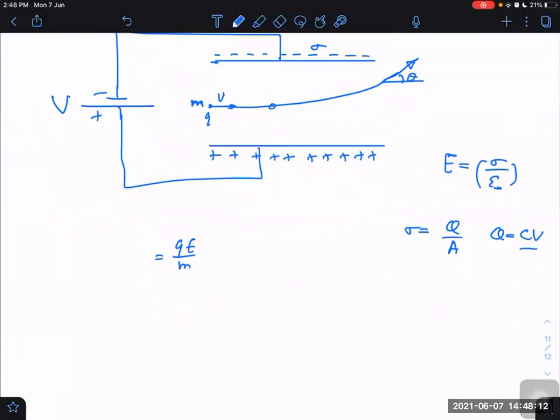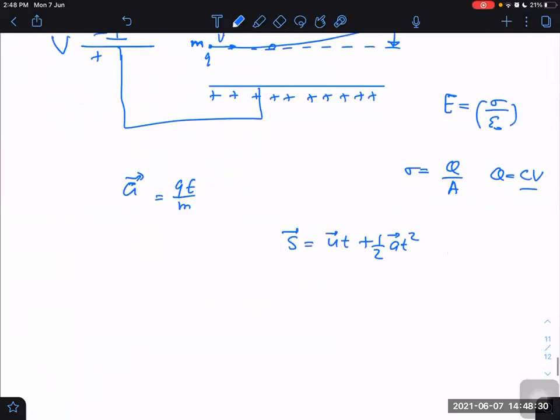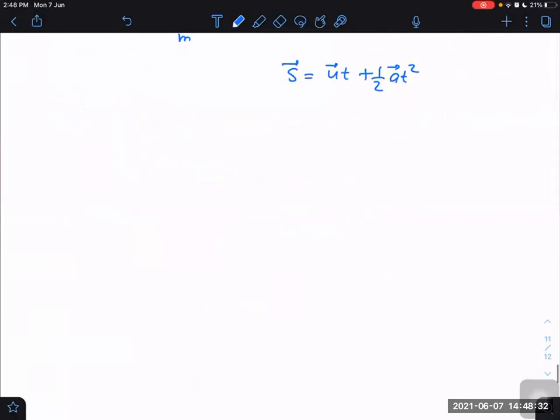We can use the equations of motion, which are S is equal to ut plus half at square. If we choose appropriate axes, then we can write these equations. So can you deal with such questions? Try; maybe some solved examples are there in SC Verma, and one exercise question is also there based on this idea. You can try that one. I think you will be able to do it.